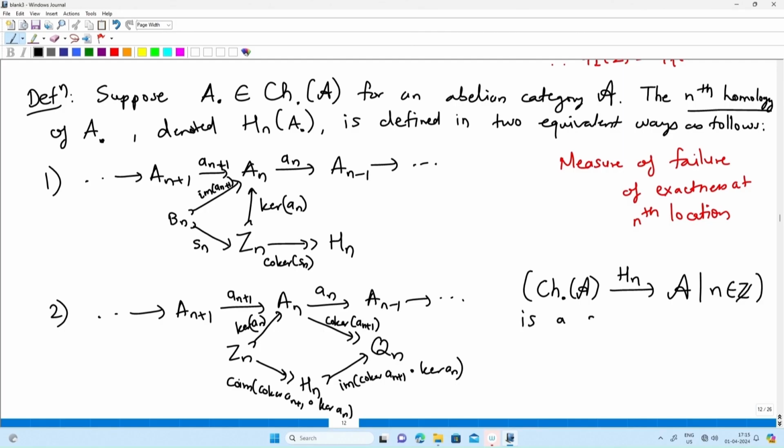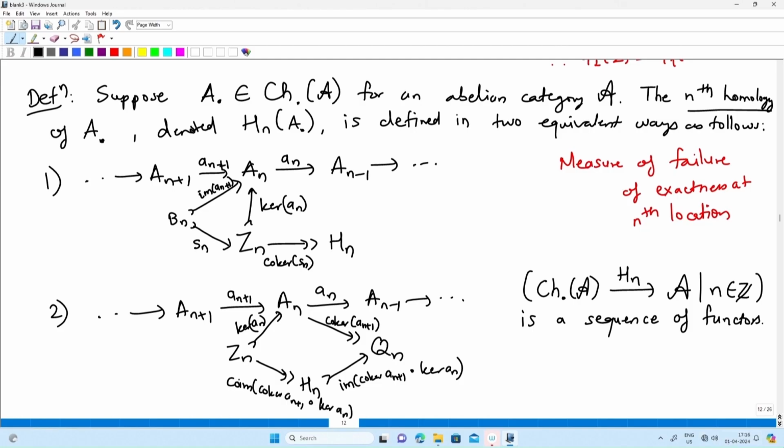It is a sequence of functors. Normally in practice you want to think of A as a module category, so the homology modules or homology groups, those are the common notation and terminologies that we use.